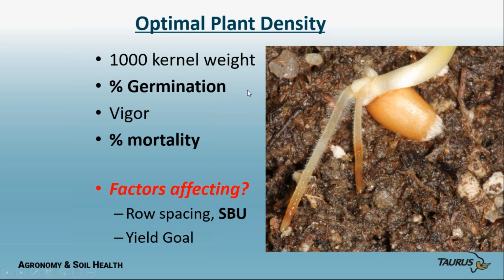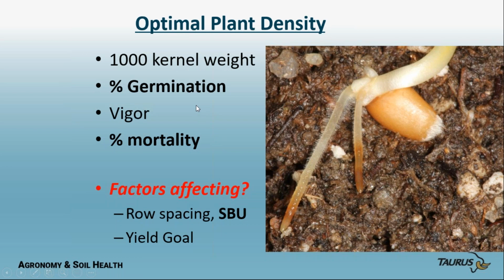So you're using 1,000 kernel weights now in canola, and you should be using 1,000 kernel weights on everything. Look at germination, vigor, and mortality. And I don't even want to get into canola mortality on the whole because it's a cat's nest. But start working on it because seed is expensive.